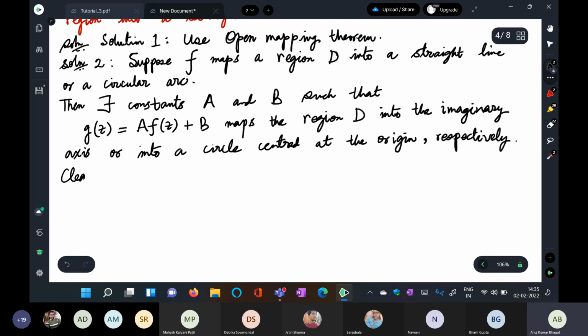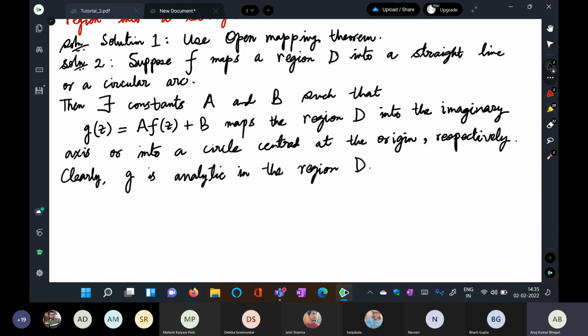So clearly g is analytic in the region D. This is very much clear because f is analytic and I am just multiplying f by a constant and then adding another constant. So that will keep g analytic in the region D.